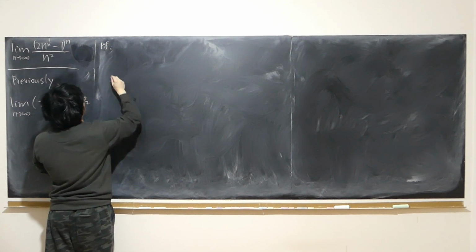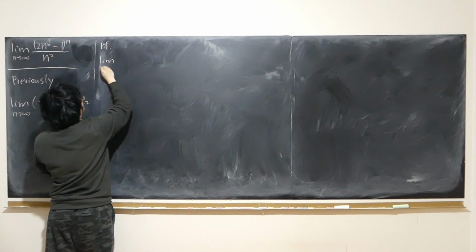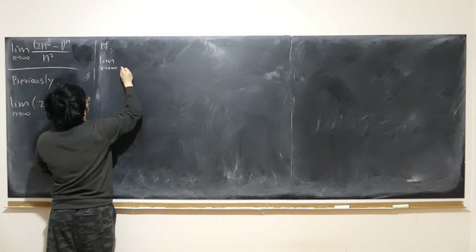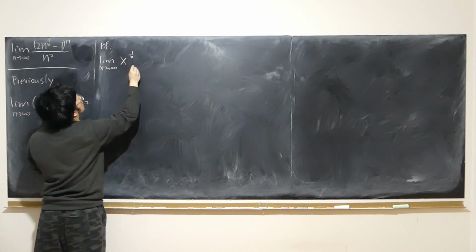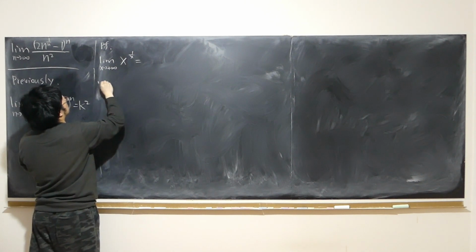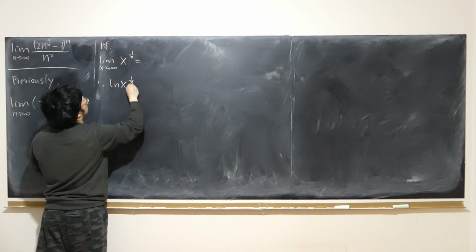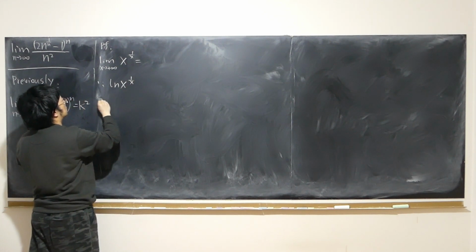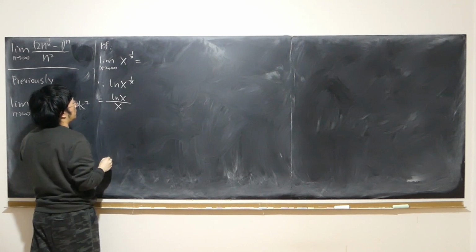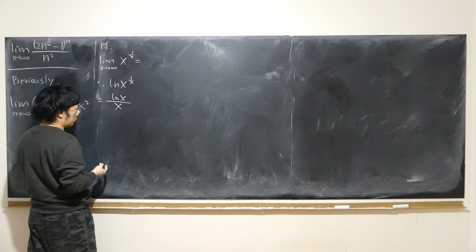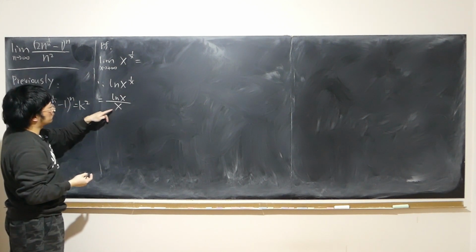The reason is, let's first find out the limit as x approaches positive infinity of x to the power of 1 over x. So take the log of x to the power of 1 over x. What is that equal to? Take down the power: log x over x. As x approaches infinity, what's its limit? The bottom approaches positive infinity.